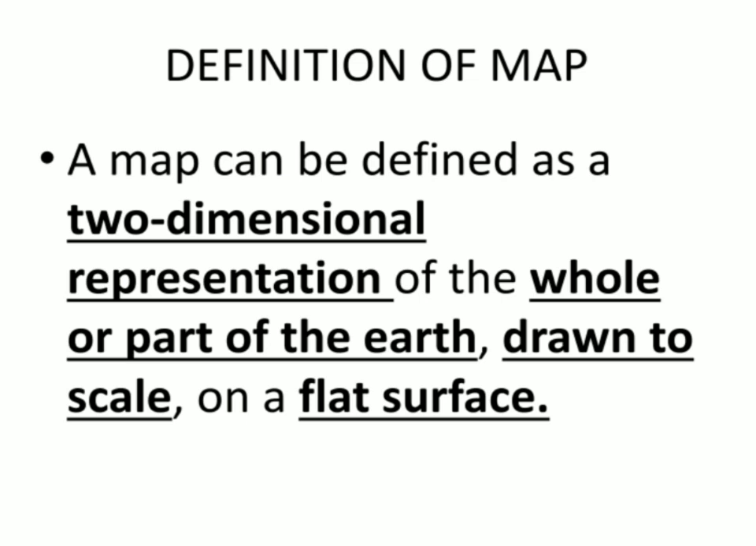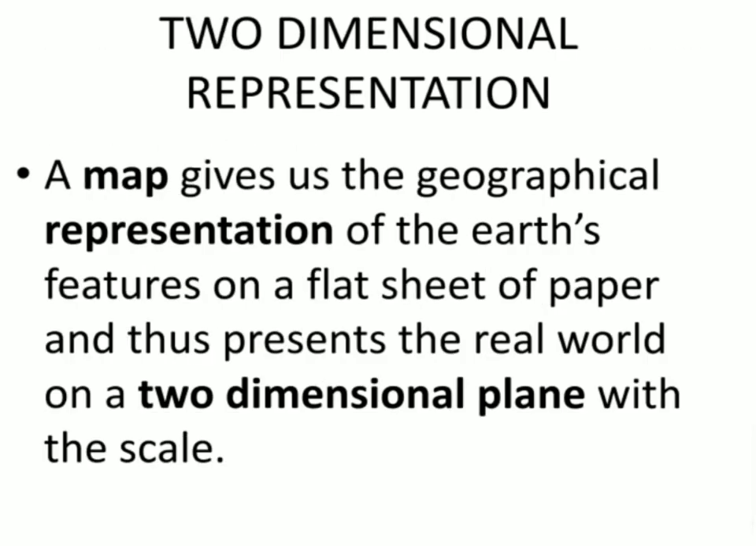Now, let's first understand the meaning of a two-dimensional representation. Two-dimensional representation means a map gives us the geographical representation of the Earth's features on a flat sheet of paper and thus presents the real world on a two-dimensional plane with the scale.